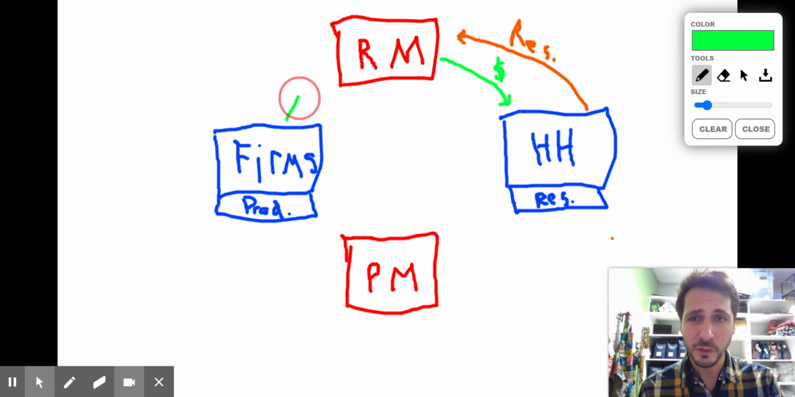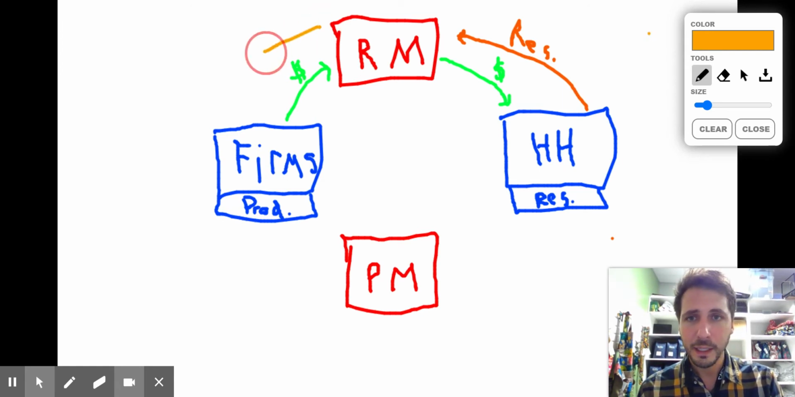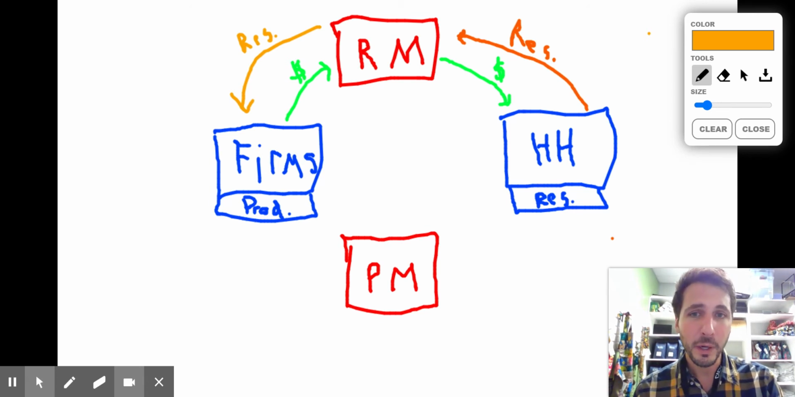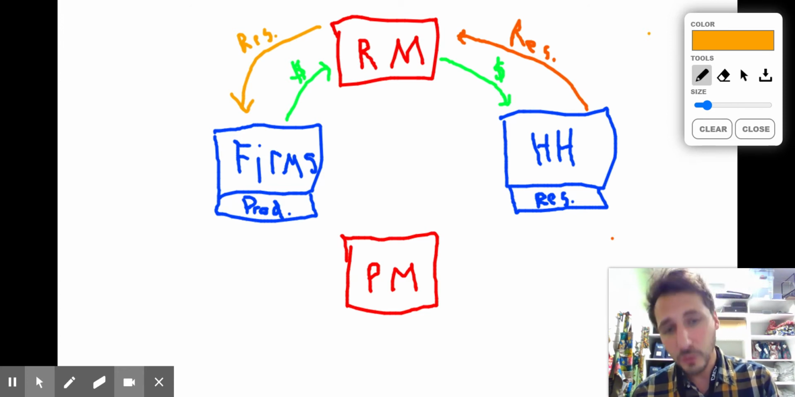Firms are the ones that need resources. So firms bring their money to the resource market, right? What do firms get in return for the money that they bring to the resource market? They get resources. Land, labor, capital, and entrepreneurial ability is purchased in the resource market. That's the flow. Households take their resources to the resource market, get money in return. Firms take money to the resource market, they get resources in return. And this is how money goes from firms to households and how resources go from households to firms.